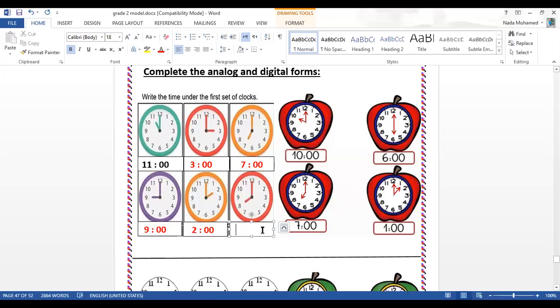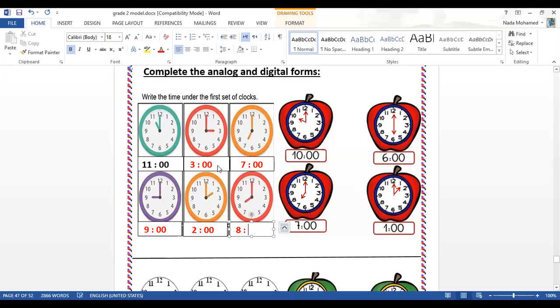The next one, Talia, pay attention with me, my dear. Here we have the short hand and the long hand. We write the short hand first. Short hand points to what? Points to 8. I will write 8. The long hand points to what? Points to 12. So if it points to 12, I will write 0, 0.